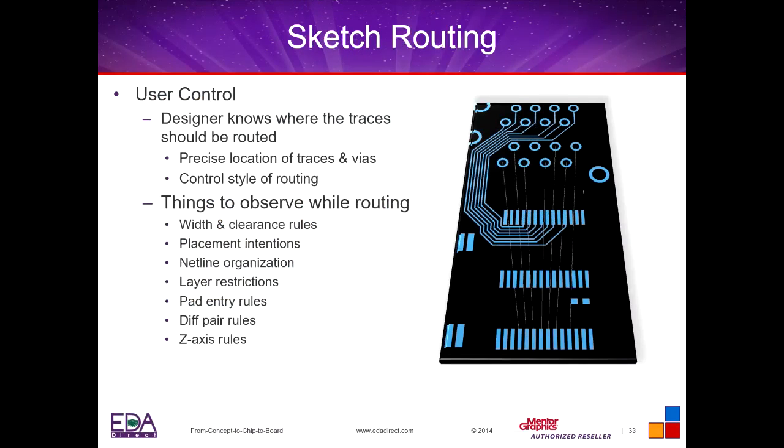Like I said, you're just going to select the lines and then indicate how you want those lines to be routed. What's nice is that we can also route differential pairs. We can use Z-axis rules as well. It's going to organize our net lines very easily and be able to pull those out of the BGAs in a nice, neat flow rather than having them all tangled.